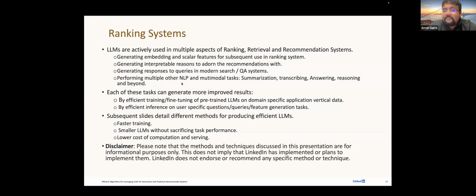Now, in subsequent slides, we focus on producing efficient LLMs, which are faster, smaller, and have lower cost of serving, especially for latency sensitive use cases. And a disclaimer: a lot of the techniques discussed in this presentation don't necessarily mean that we have implemented them or built them at LinkedIn. We are trying to provide a holistic overview of things that happen across the industry, and we don't endorse or recommend any specific method.